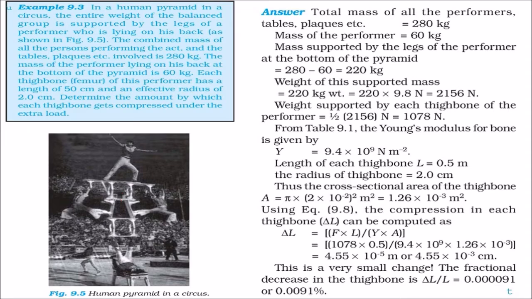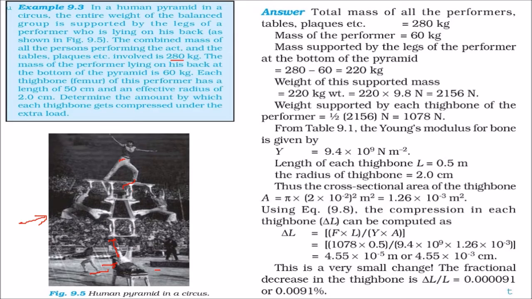In a circus, this is a human pyramid. The entire weight of the balanced group is supported by the legs of a performer who is lying on his back. This is the person on the bottom. The combined mass of all the performers and the tables and planks is 280 kg. The mass of the performer lying on his back at the bottom of the pyramid is 60 kg. Each thigh bone, that is the femur, of this performer has a length of 50 centimeters and an effective radius of around 2 centimeters. We have to determine the amount by which each thigh bone gets compressed under the extra load. So when all this load is on the thigh bone, what is the compression?